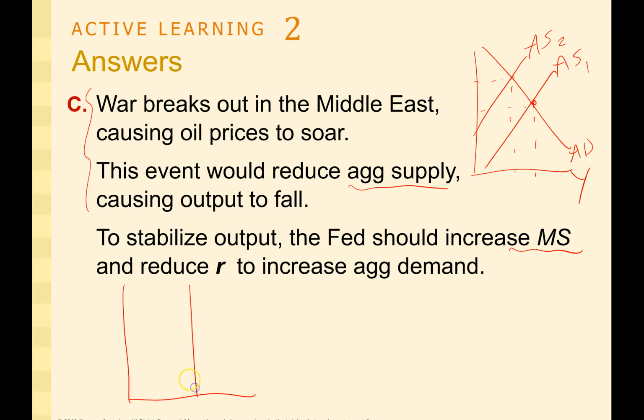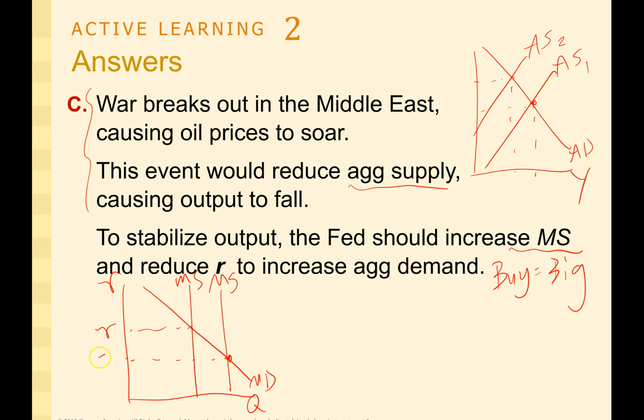So let's go back through that again. Here's the money supply, money demand picture here. And this measures the relationship between the interest rate and the quantity of money. And so here's our initial interest rate. They're going to increase that money supply, and of course they'll do that generally by open market operations, which are going to be buying bonds, right? Buy equals bigger. They want more money for the money supply. So they're going to shift that curve to the right. That's going to bring that interest rate down.